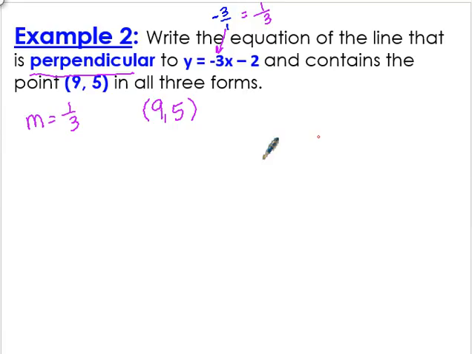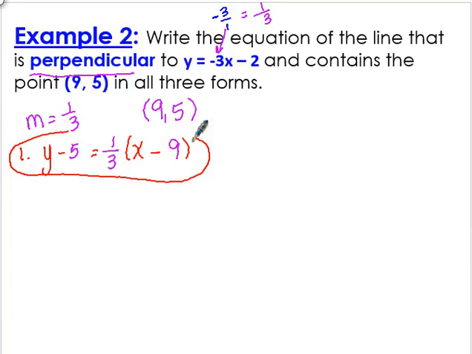The easiest form, point slope form, is where we're going to start. y minus y1 equals m times x minus x1. And we're going to plug it in. y1 is 5, m is positive 1/3, x1 is 9. Point slope form actually can't be cleaned up anymore here, so my final answer in point slope form is this, because minus is just minus. I don't have anything like minus negative or anything weird like that.